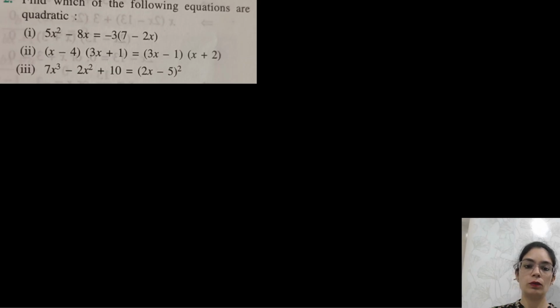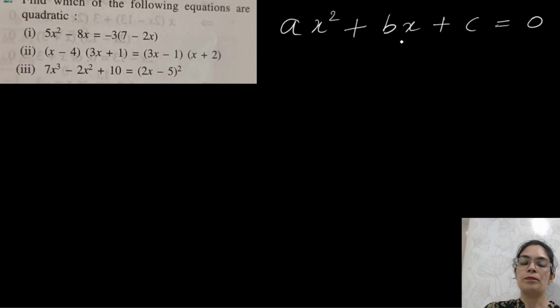So question number 2 is: find which of the following equations are quadratic equations. First of all, when you have to figure out which of the equations are quadratic, you should know the equations should match with the standard form. So standard form is ax square plus bx plus c is equals to 0. This is the standard form of the quadratic equation.